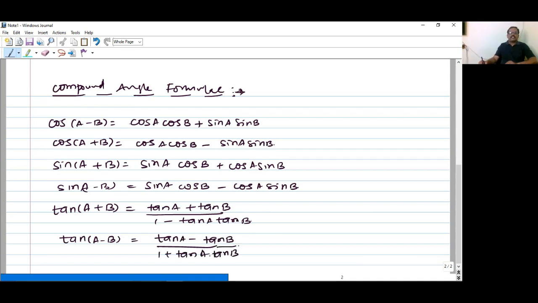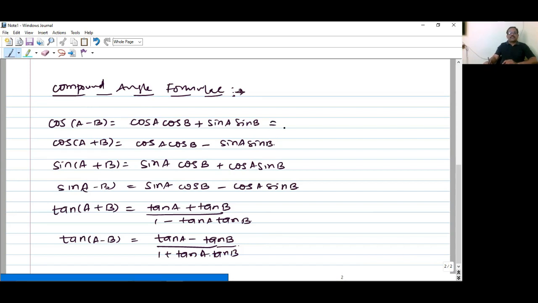So students, these are the compound angle formulae for the standard trigonometric functions sine, cos and tan. These are the basic trigonometric functions. With the help of these formulae, we will be able to solve any example based on them. Now the question arises: how can we keep these formulae in mind and recall them at the time of the exam? I will give you a clue on how we can remember such formulae.